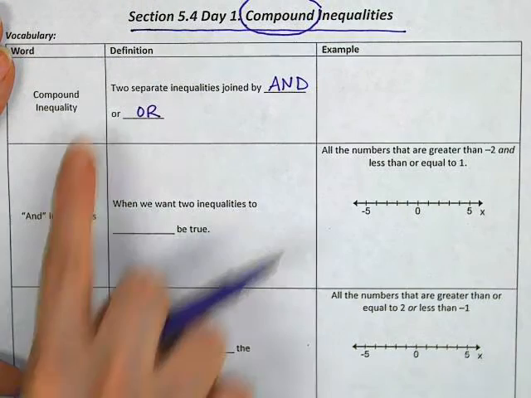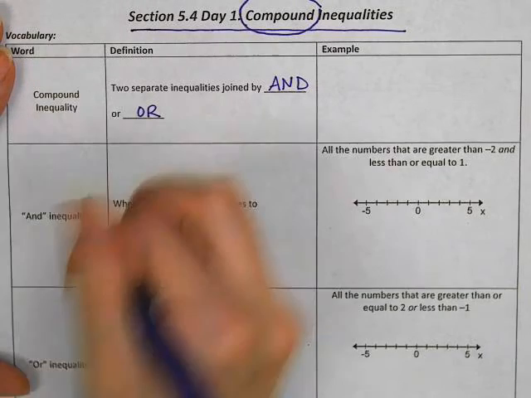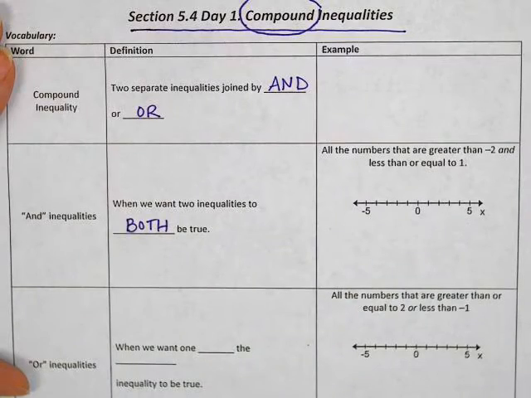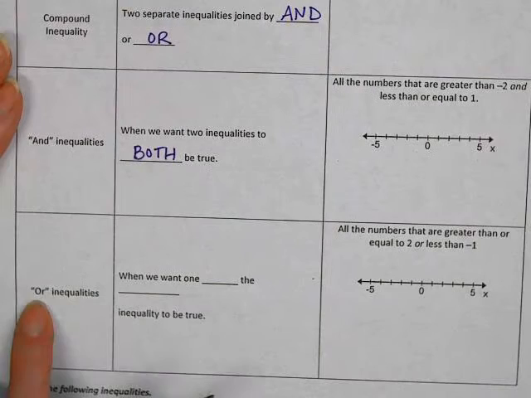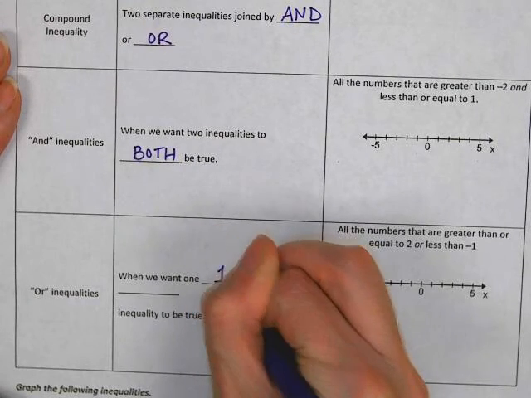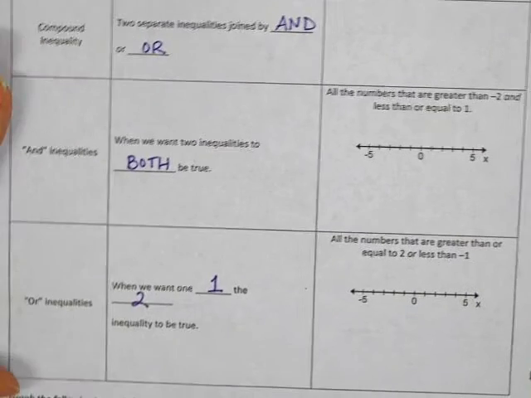I know I just wrote or. Yeah, that's fine. So an and inequality, when you hear the word and, it means you want both of them to be true. And when you see the word or for an inequality, or means you have a choice. You just want one of the two to be true. One or the other. Or.